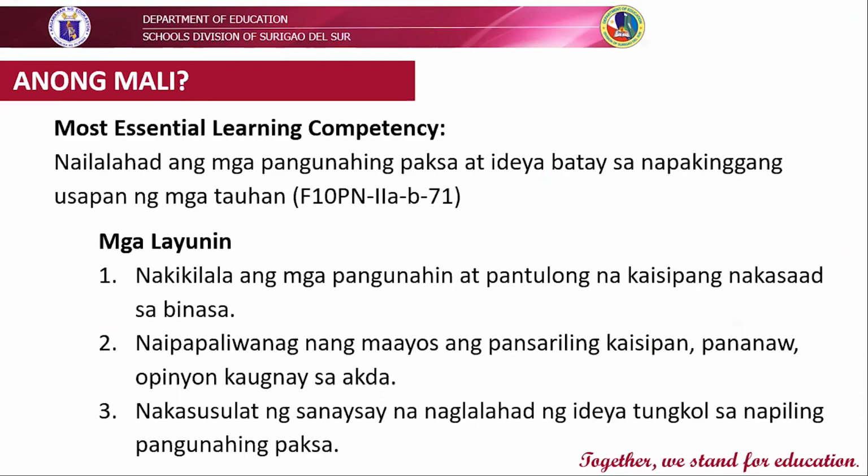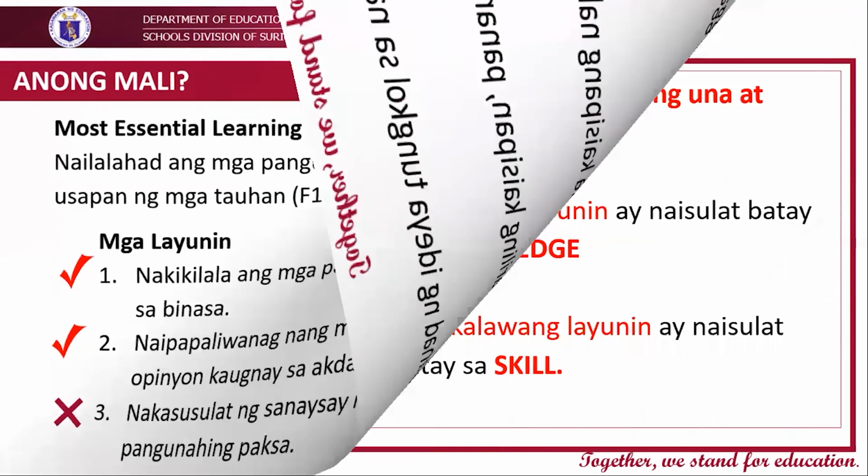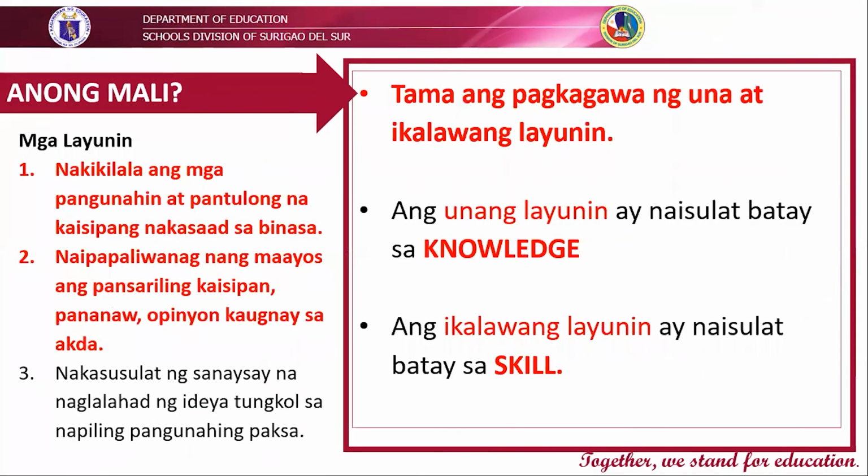Let us check. Number 1 is check. Number 2 is check. Number 3 is not correct. So what is the explanation? Objectives number 1 and 2 are written correctly because objective number 1 refers to knowledge and objective number 2 refers to skill. The two objectives are written in appropriate behavioral formats and targets.